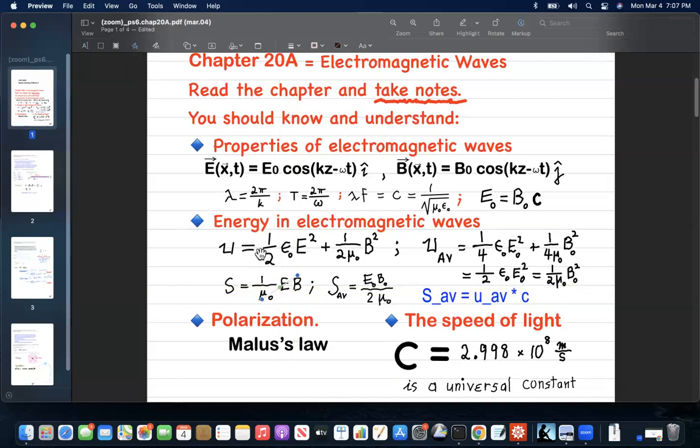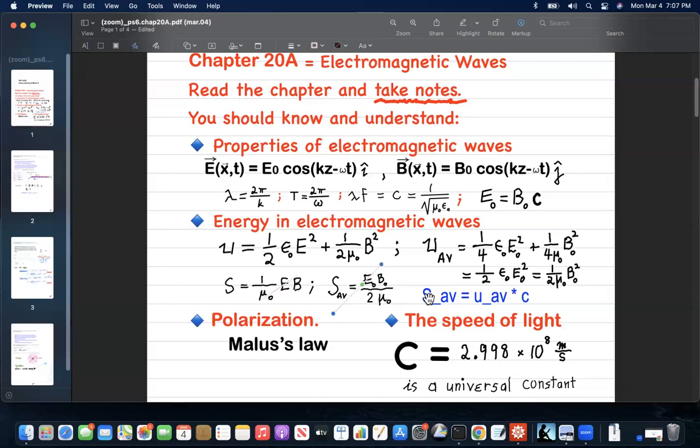This is true, but it's not really the best way to write it. This is true. That's for the time-dependent energy. This is for the time average energy. But these aren't really the best way to remember these quantities.